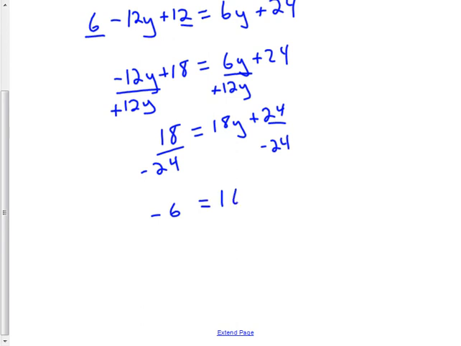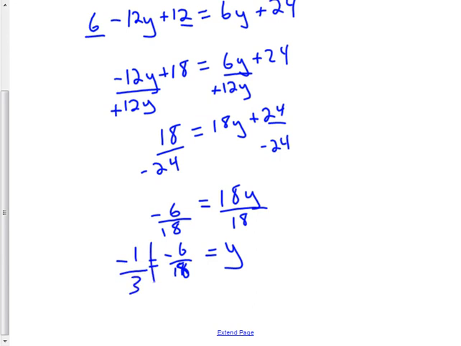So I've got negative 6 equals 18y. Divide by 18, and y equals negative 6 divided by 18, but I can reduce that. Negative 6 goes into both of them, so I get 1/3 with a negative, negative 1/3.